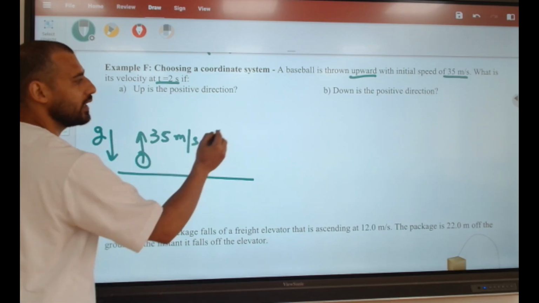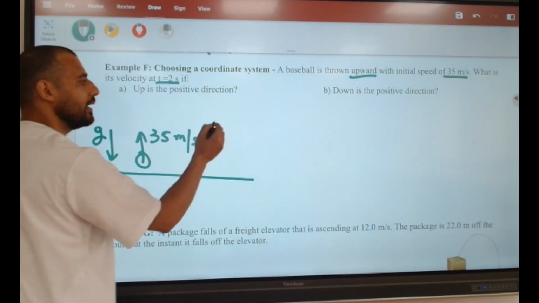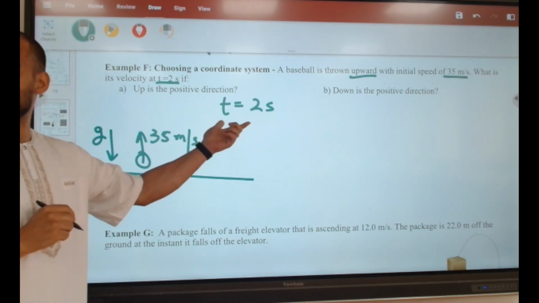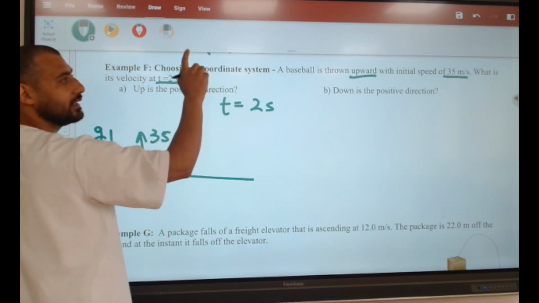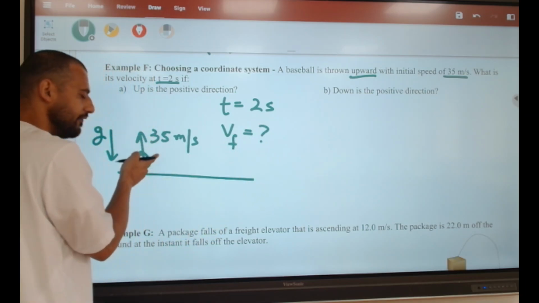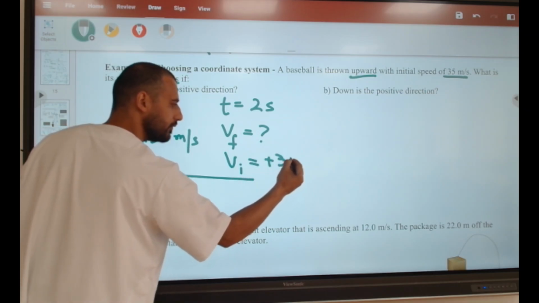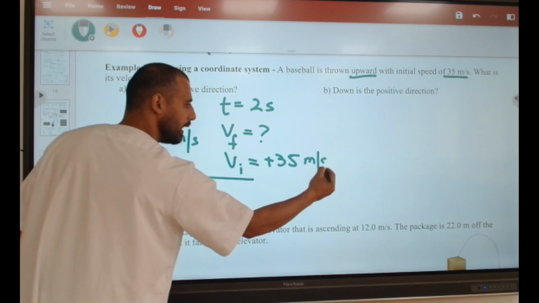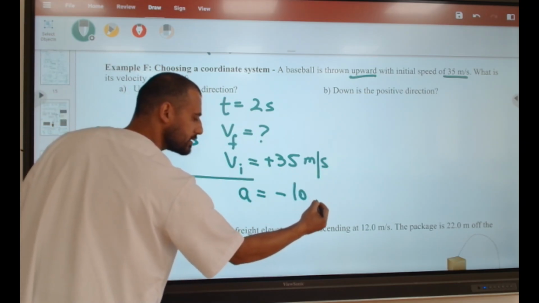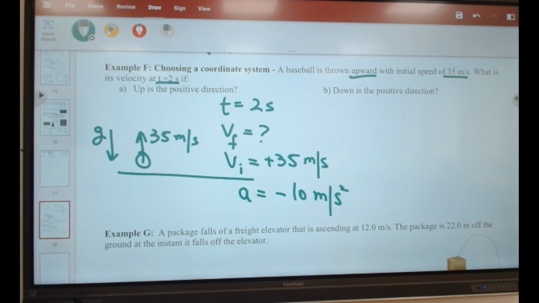Correct? Yes. So what is the question? We have to find the velocity after 2 seconds. So time is given. Time is given. So after that, final velocity has to be found, isn't it? If up is positive, then initial velocity has to be taken as plus 35, isn't it? And if up is positive, then g, acceleration, is taken as? Is that fine? For questions, you can take it as 10 to ease your calculations.